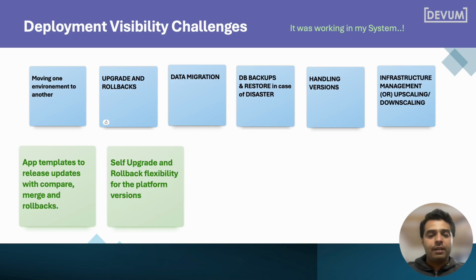Available versions are listed. Application users can choose which version to go for. After the update, they can monitor the logs and also go through the application. If there is an error, they can roll it back themselves using the same single button click.